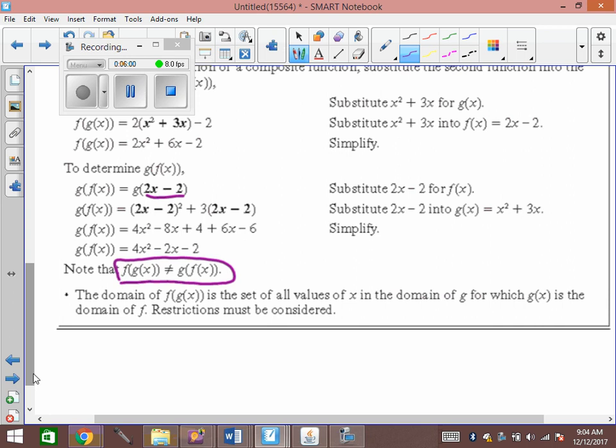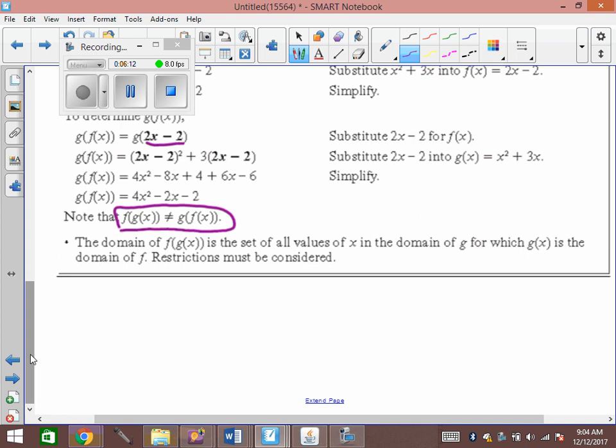Okay? So the domain of f of g of x is a set of the values in the domain for which g of x is in the domain of f of x. Restrictions must be considered. So the catch on this is, say this was the function. Say you had f of x equaled x squared, let's say. Okay? And g of x was square root of x minus 2. We agree? And say I asked you for f of g of x.